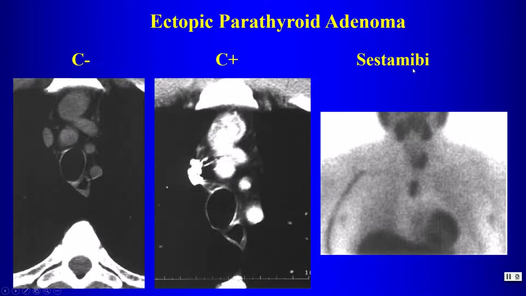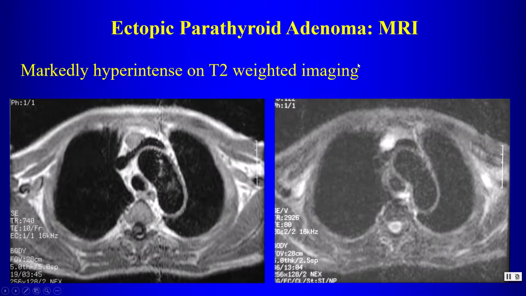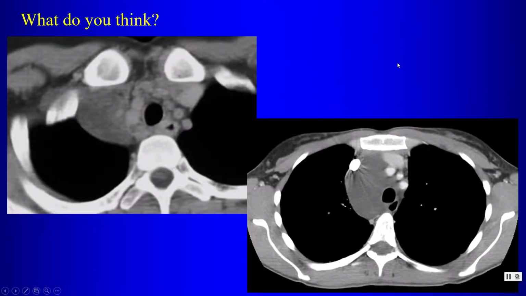So on the sestamibi scan, we can see uptake within salivary glands, uptake in the thyroid, but here is uptake within the ectopic parathyroid adenoma. These lesions are also very bright on T2-weighted imaging if you happen to do MR for ectopic parathyroid adenoma. All right, so here's our next case.